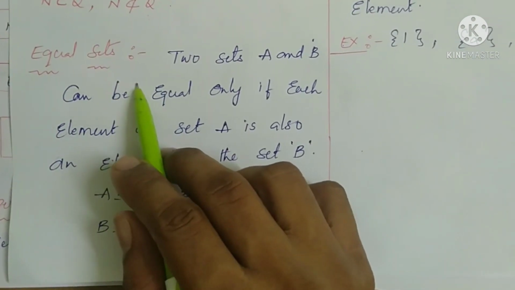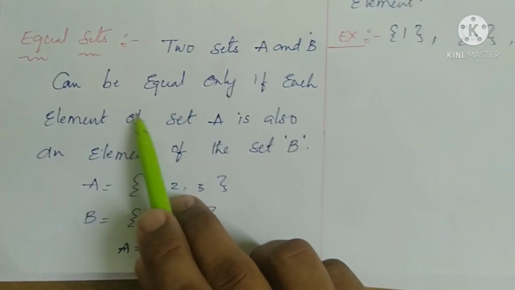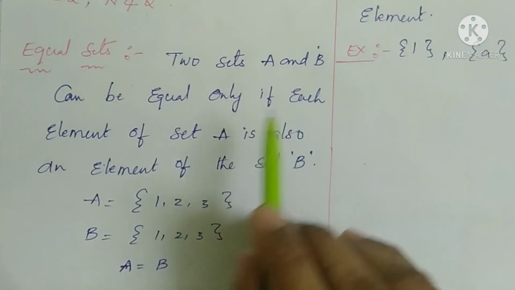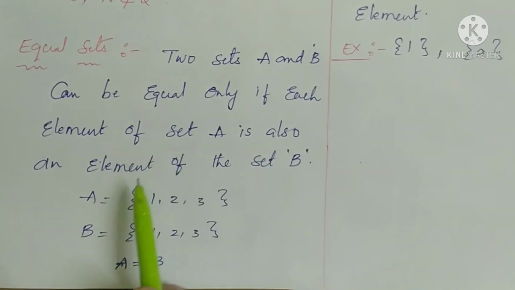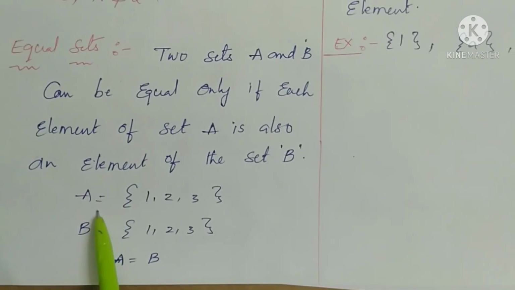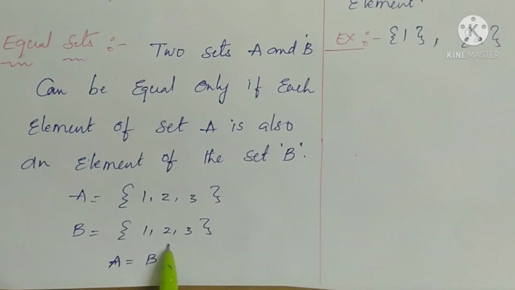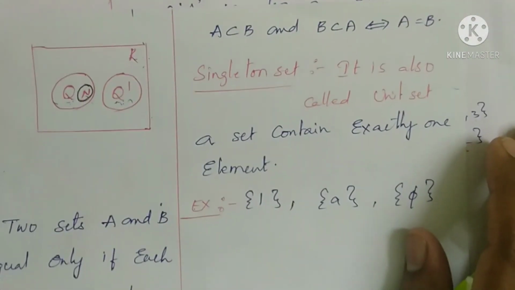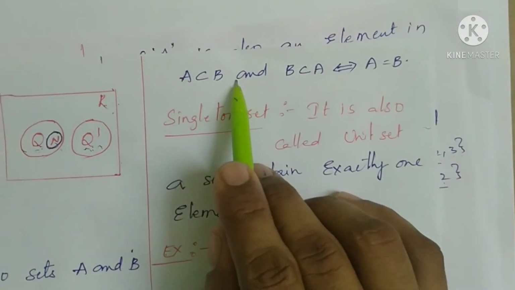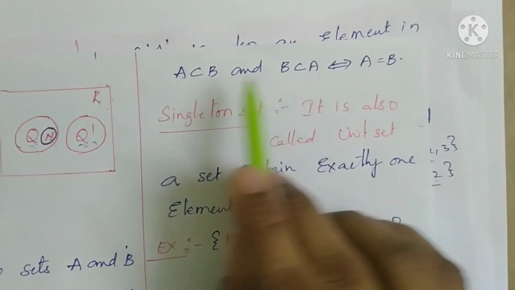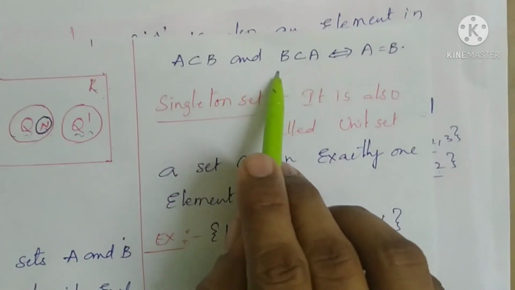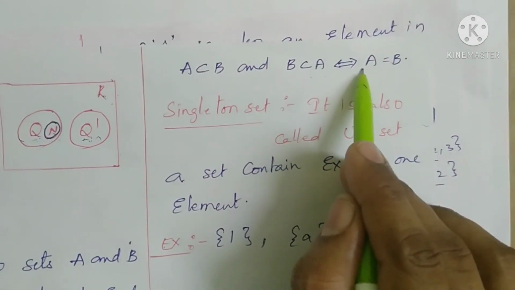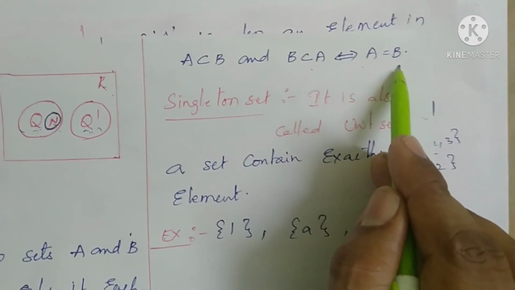Next one, equal sets. Two sets A and B can be equal only if each element of set A is also an element of set B. Here set A equals 1, 2, 3. Set B also equals 1, 2, 3. Here set A is equal to set B. So here A is a subset of B and B is a subset of A. Then we can call them equal sets, meaning A equals B.